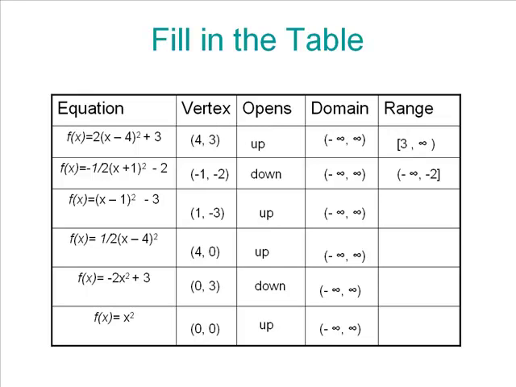In the next case, because it opens downward, it would come from negative infinity to the k value, and the k value in this case is negative 2. In the next case, it opens upward, so it's going to go from the k value, which is negative 3, to positive infinity. Likewise, in the next case, it opens upward, so it's going to go from the k value, which is 0, to positive infinity.